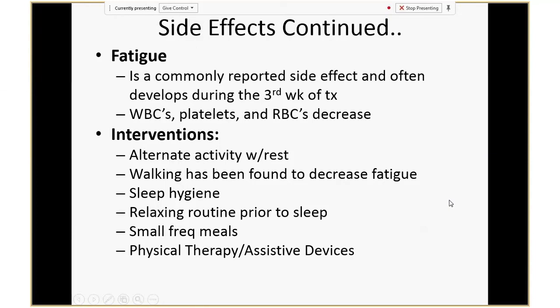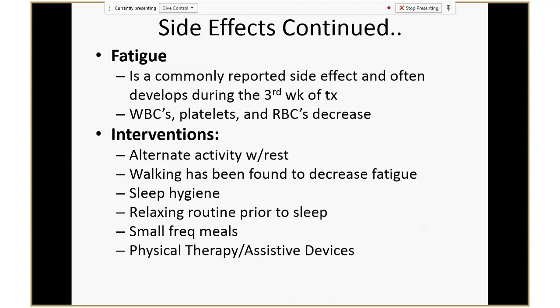Fatigue is probably one of the most commonly reported side effects. They're always tired, they have no energy. Usually they develop this in the third week of treatment, whether it's chemotherapy or radiation. They can have their white blood cells, platelets, or red blood cells decrease. So if you're anemic, you have a high risk for fatigue as well.